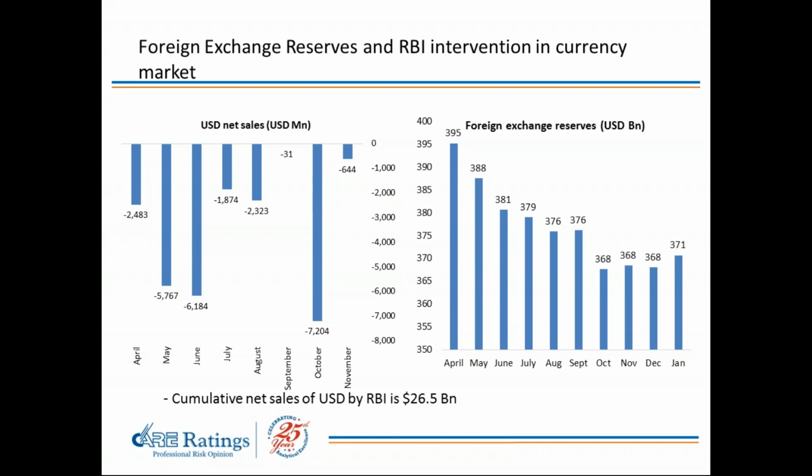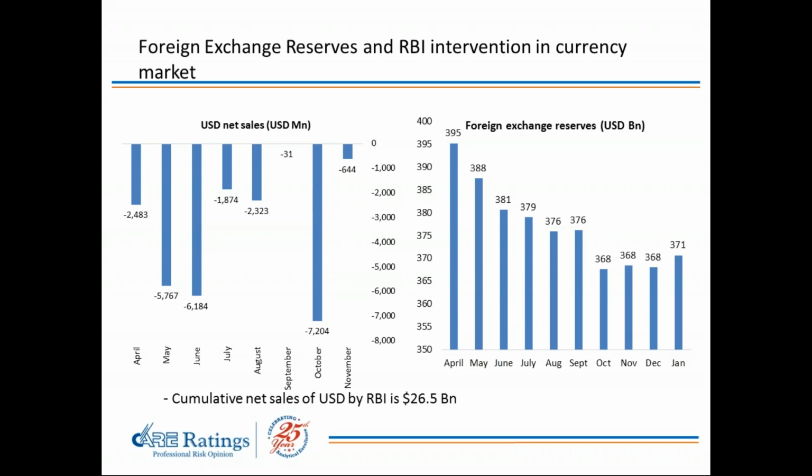Another factor pressuring liquidity has been RBI's foreign exchange intervention to stem the depreciation in the Indian rupee. The central bank has sold dollars in the currency market worth $26.5 billion during April to November 2018. The sharp depreciation in the rupee in October saw the RBI increase its intervention in the forex market by selling dollars worth $7.2 billion.